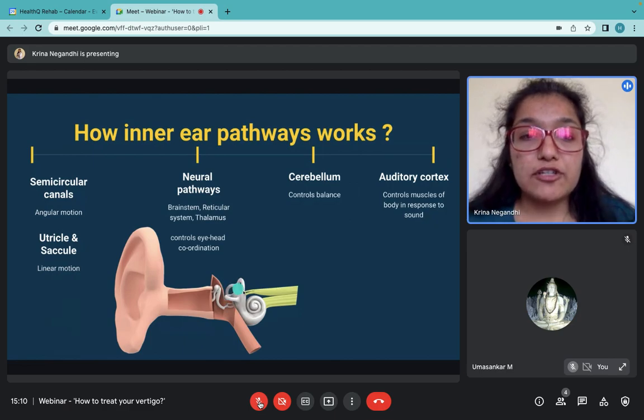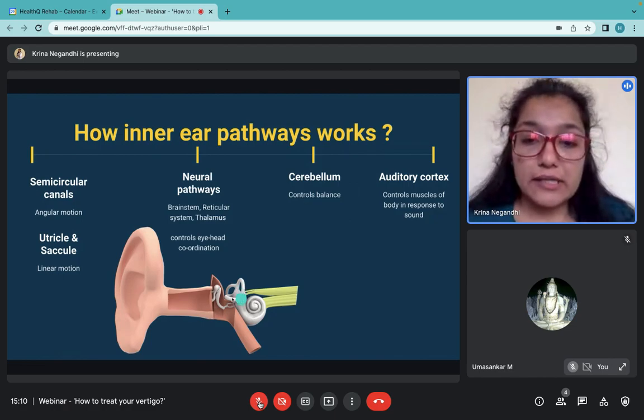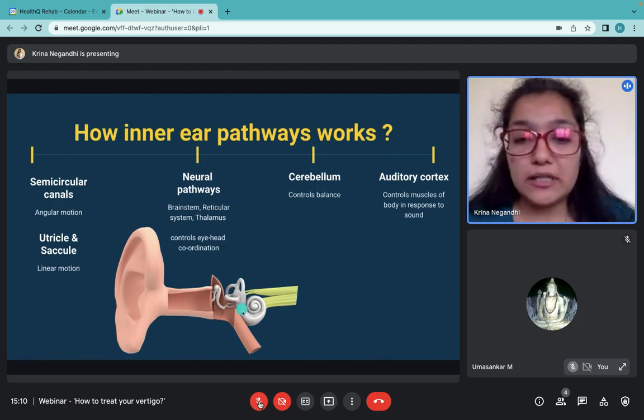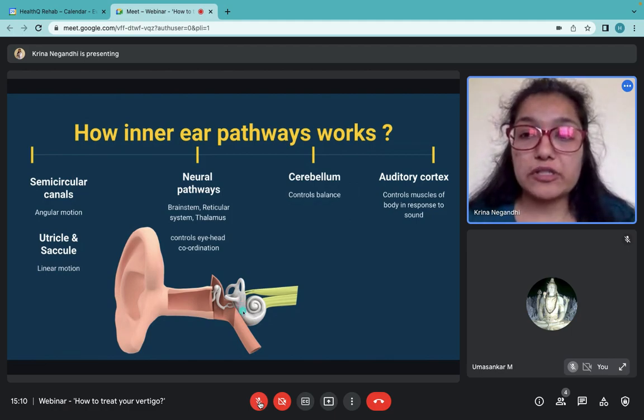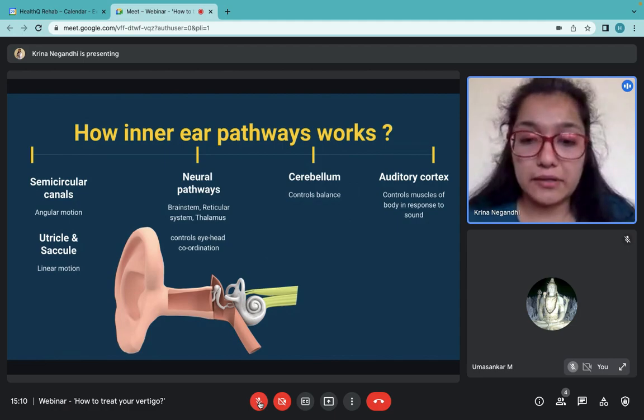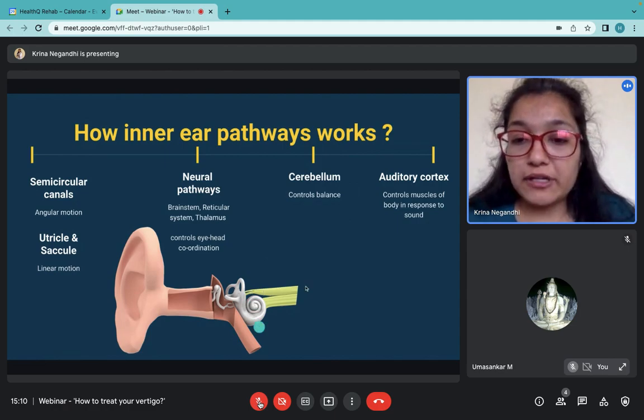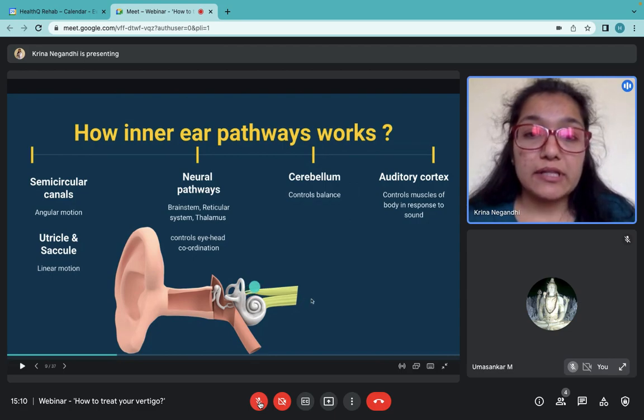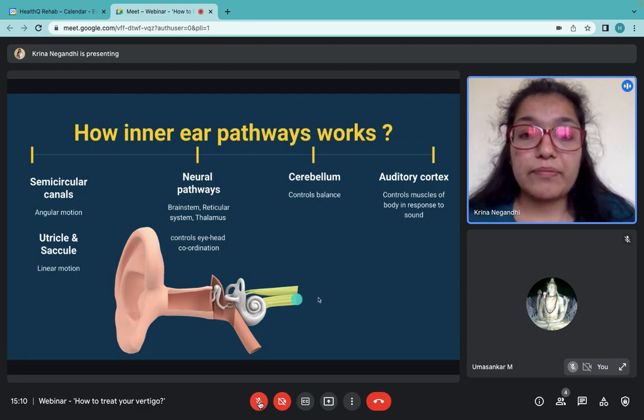So here, as in the figure, we can see the semicircular canals, which are responsible for detecting angular motion. This semicircular canal ends up into the vestibular apparatus, which is known as utricle and saccule. This is responsible for linear motion. So the motion which is up, down, and rotation are detected by the vestibular system, which is present in the inner ear. The yellow structure in the figure is suggestive of the nerve.